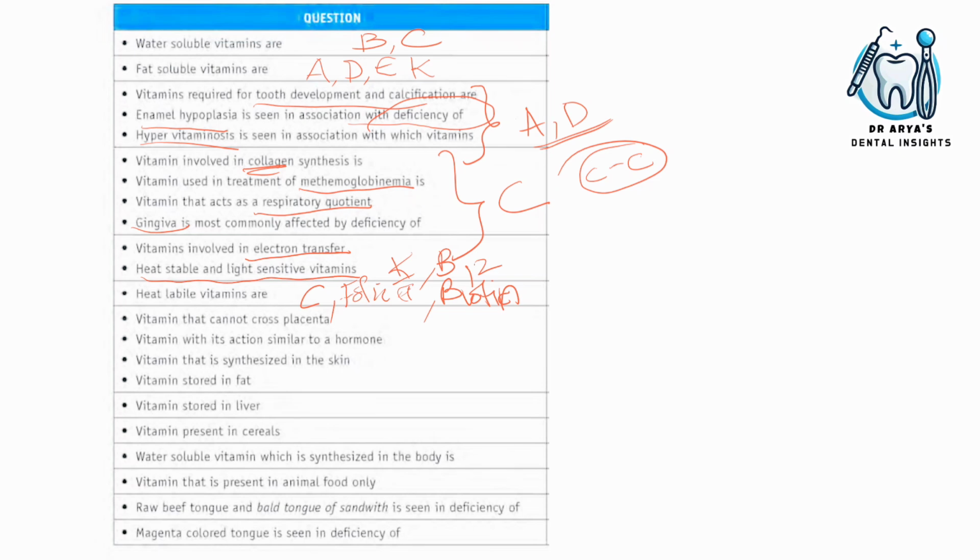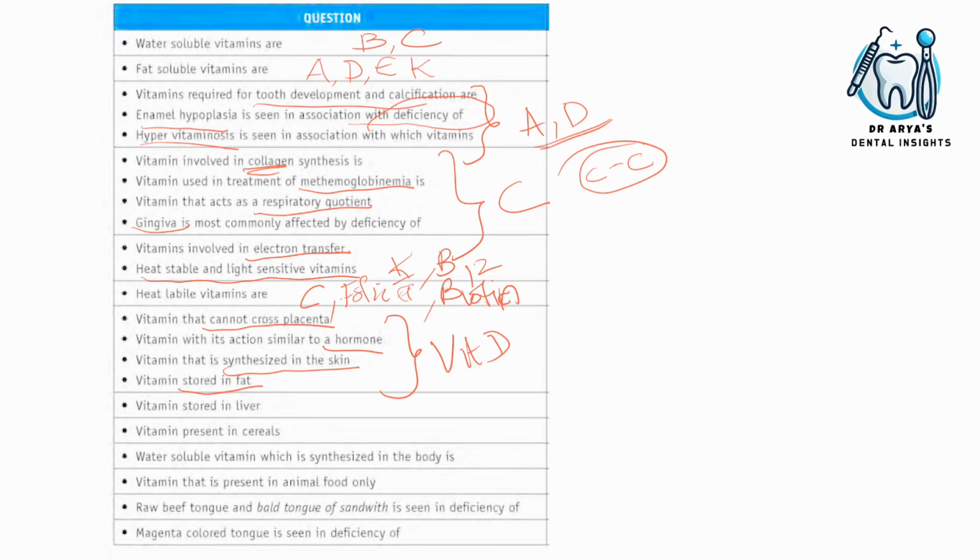Then the vitamin that cannot cross the placenta is vitamin D. Its action is similar to a hormone, and it is synthesized in the skin during sunrise and then stored in fat. So the answer is vitamin D. Vitamin D acts as a hormone and cannot cross the placenta. It is synthesized in skin and stored in fat.